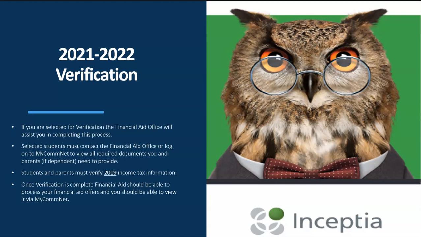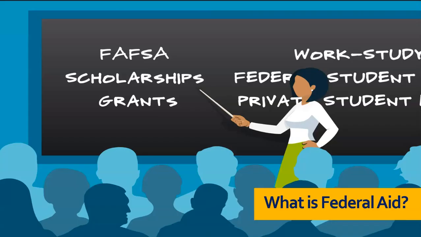Students and parents must verify their 2019 tax information. Once the verification is complete, your financial aid should be able to be processed and you'll be able to see your offer through your ComNet. We're going to move on to what is federal aid. You will need to find out what source of financial aid you are being offered.